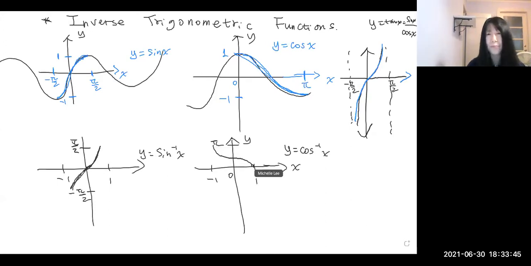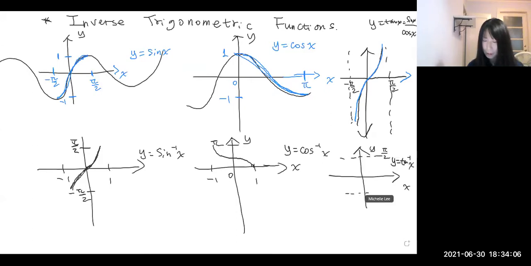Look at the picture in the book. And this one is the inverse of tangent. Okay, this is positive pi over 2. This is the asymptote, negative pi over 2, right? Then we approach the asymptote this way. Okay. All right, so the picture is not good.